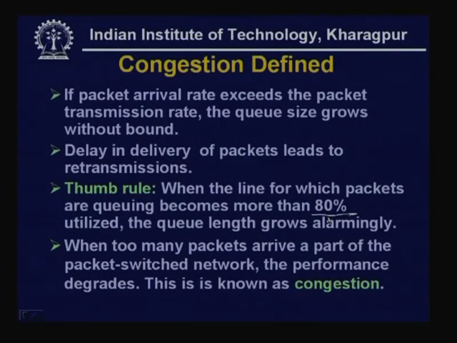That means if the capacity utilization of a link increases more than 80%, the network has become overloaded, and we can say that the network is in congestion. So when too many packets arrive at a port of the packet switch network, the performance degrades. This is known as congestion. Because of overload, delay increases, and the network is not able to handle the packets it has received, and as a result the packets do not get delivered to their destination, and this is congestion.